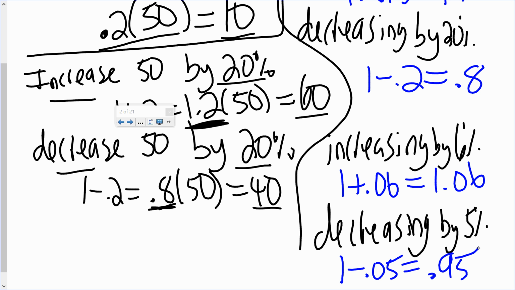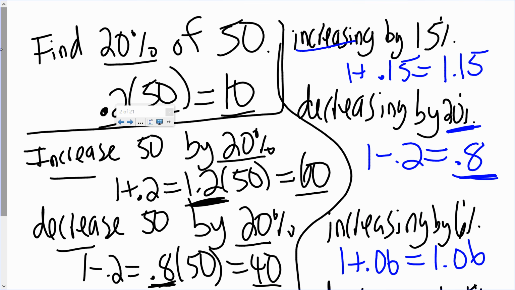And for decreasing, why don't you try thinking of it this way? If you're losing 20%, you're keeping 80%. If you're losing 5%, you're keeping 95%. All right. Finally, if you're maintaining a certain percent, then it just stays. Like the original problem, if I'm finding 20% of 50, if I'm maintaining 20%, then I'm just multiplying by 0.2. But when you're increasing or decreasing by a percent, that's when you're adding or subtracting to 1.